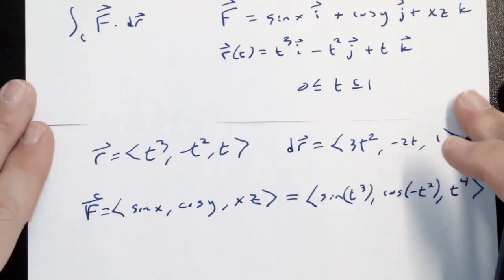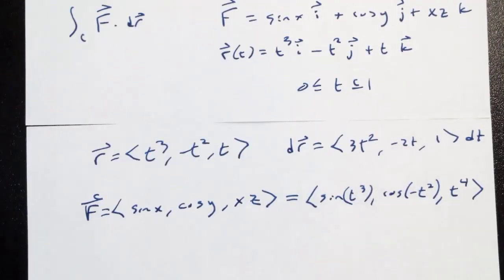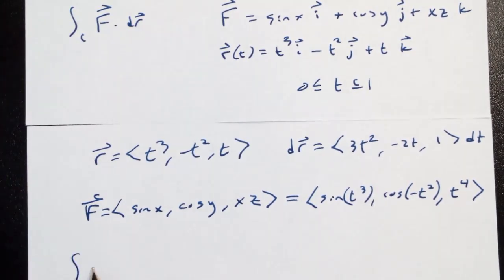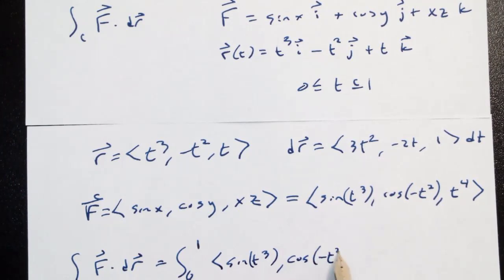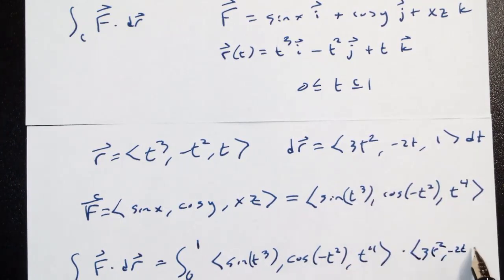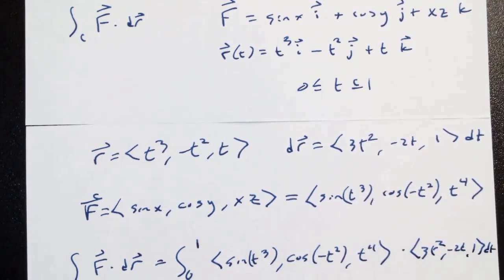Now I'm doing this integral, right? The integral over C of F dot dr is now going to become an integral in t. Here's the vector for F: sine t cubed, cosine minus t squared, t to the fourth, dot dr, 3t squared, minus 2t, 1 dt. Do the dot product.